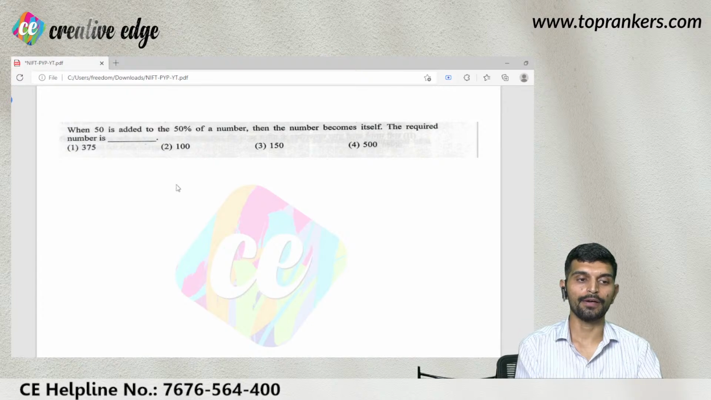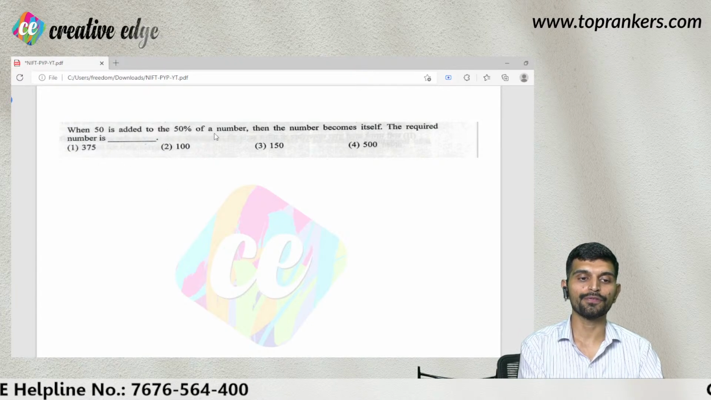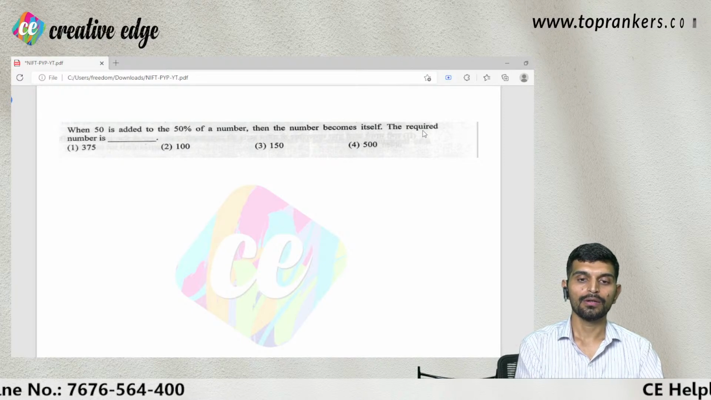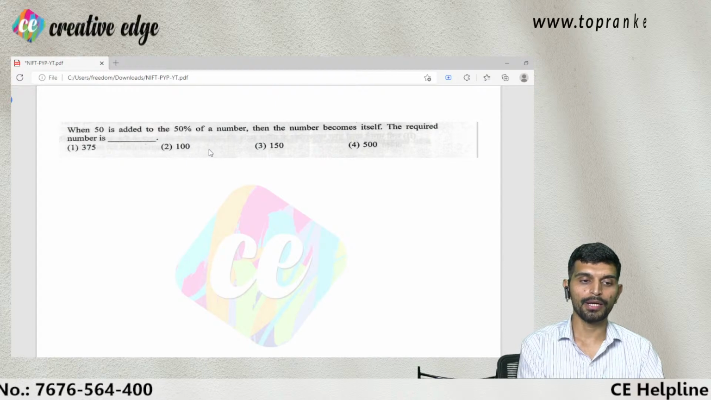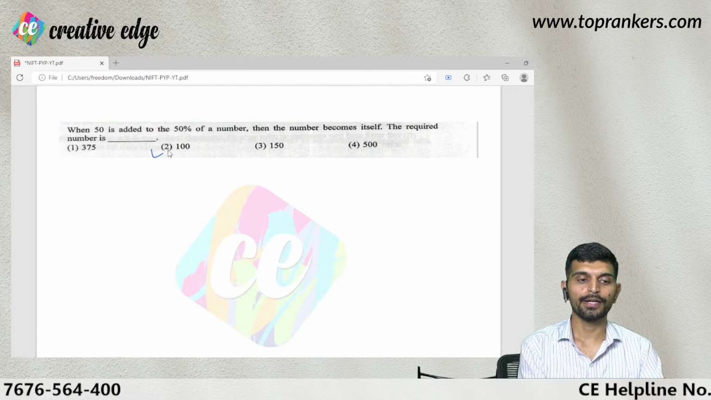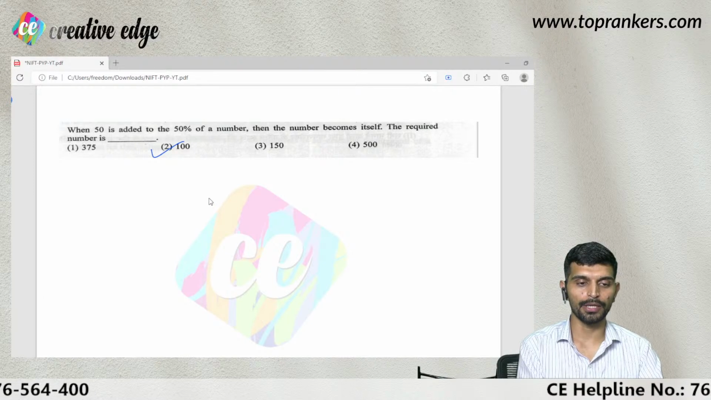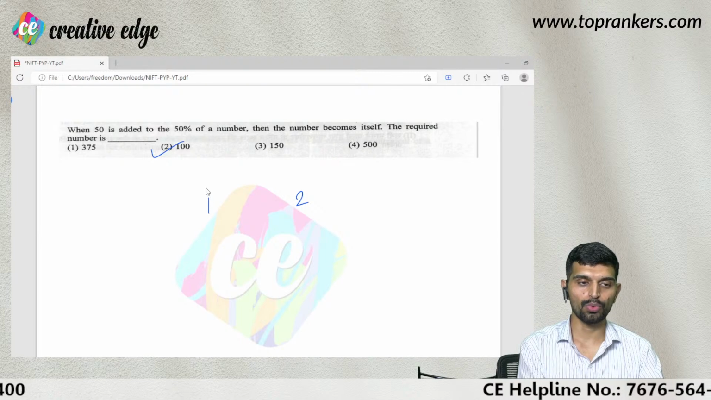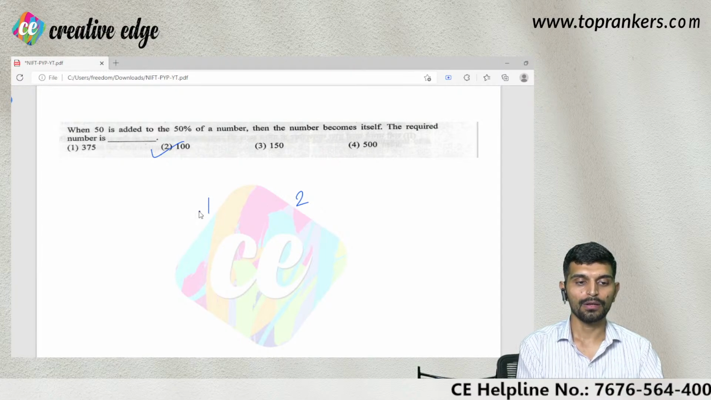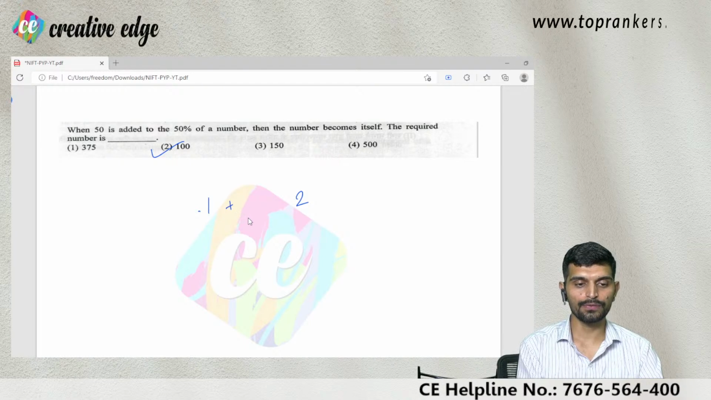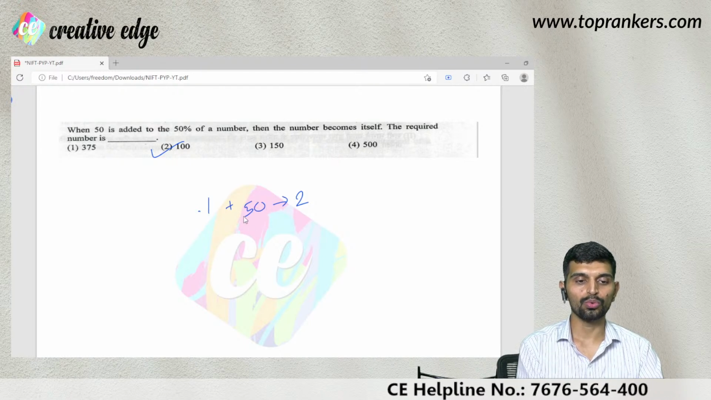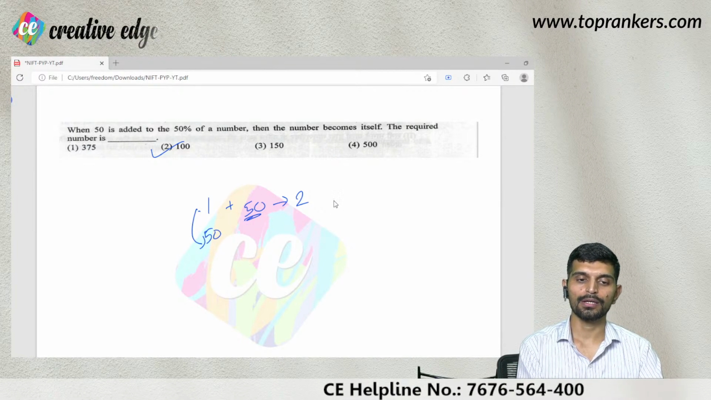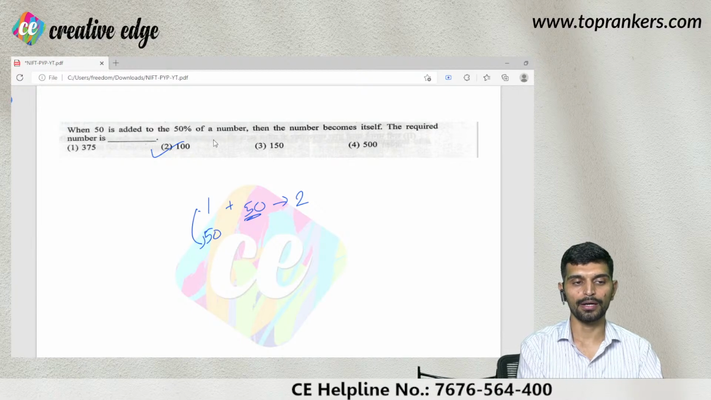Next, we have: when 50 is added to 50% of a number, then the new number becomes the number itself, right? Then the required number is definitely 100. See, if 2 is the number, 50% of the number is 1, right? So when this 1 is added with 50, we get 2. So definitely this value of 1 is 50. So 50 plus 50 is 100. So the original number is 100.